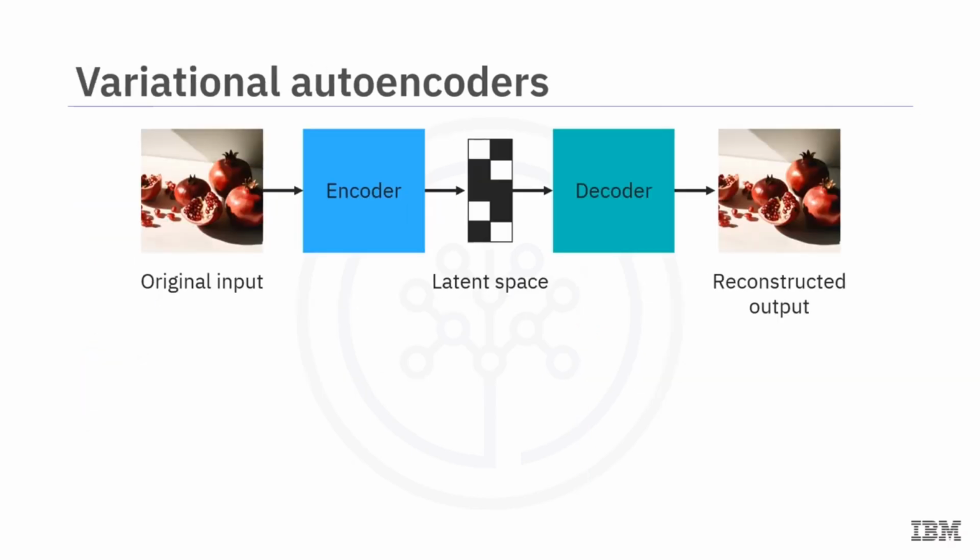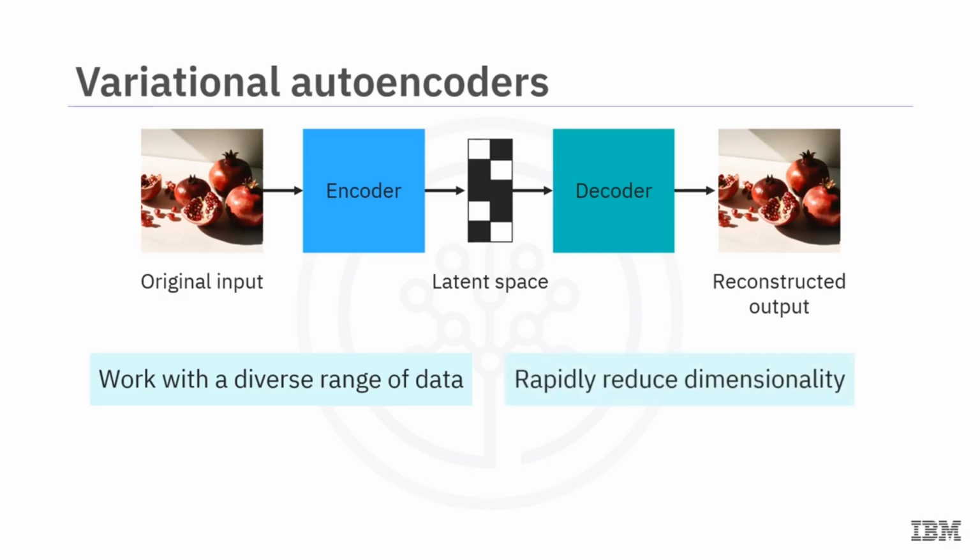Variational autoencoders, or VAEs, are the most popular of all generative AI models for 2 reasons. A, they work with a diverse range of training data, such as images, text, and audio, and B, they rapidly reduce the dimensionality of your image, text, or audio to create a newer, improved version.